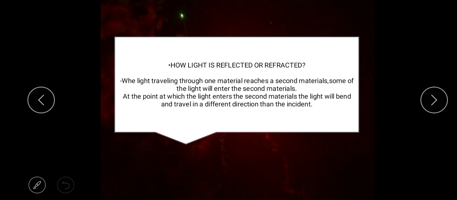Okay, let's come now to our discussion on how light is reflected or refracted. While light traveling through one material reaches a second material, some of the light will enter the second material. At the point at which the light enters the second material, the light will bend and travel in a different direction than the incident.